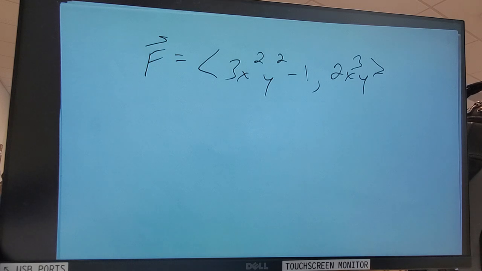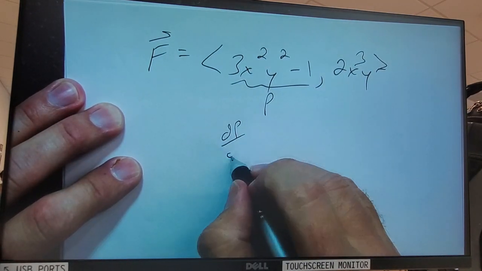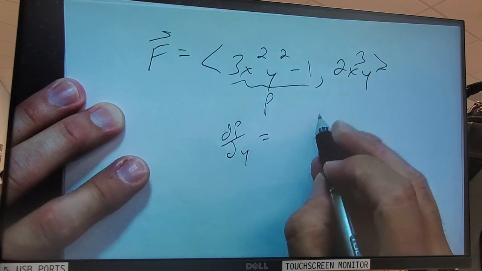How do you check if this is conservative? If this is conservative, where must 3x squared y squared minus 1 have come from? A little f_x, yes. It must have been the partial of some f, yes? So if it is based on the gradient, that would be f_x. And what would 2x cubed y be? That would be f_y. So how do I check to see if that's true? I take this, we'll call it P, and I'll do dP/dy. And what's that?